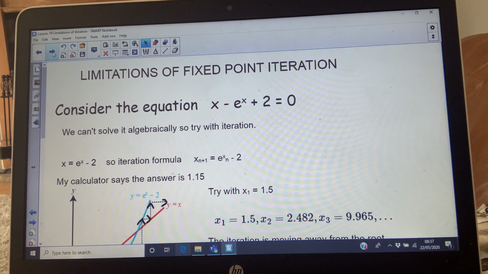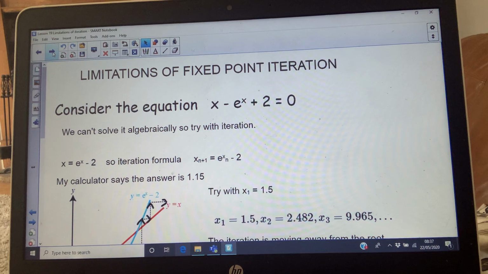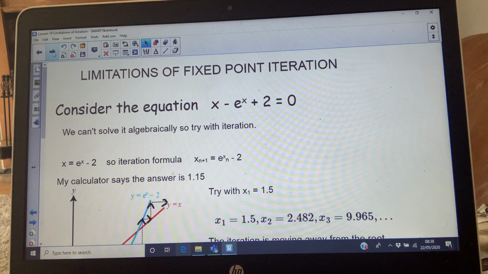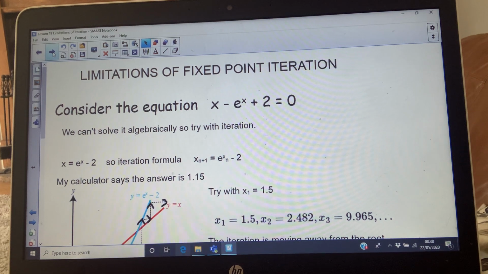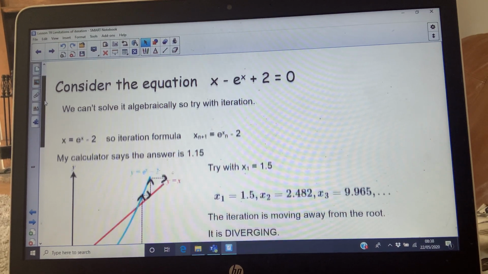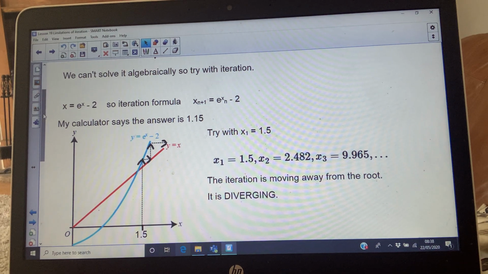Right, consider the equation x take away e to the x plus 2 equals 0. And you cannot solve this equation algebraically. Can't do it, not to get an exact value. So what we're going to do is rearrange it. I've rearranged it into the form x equals e to the x minus 2.